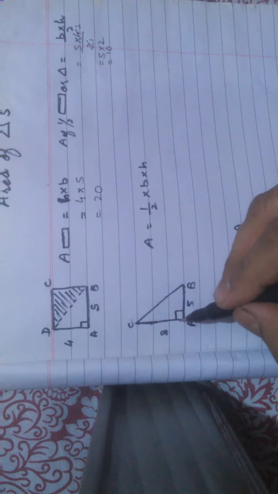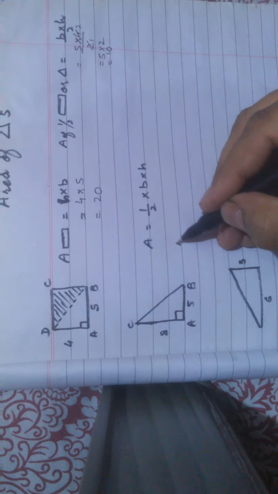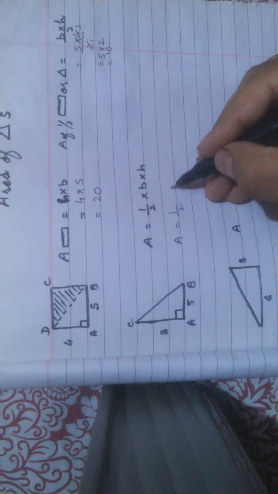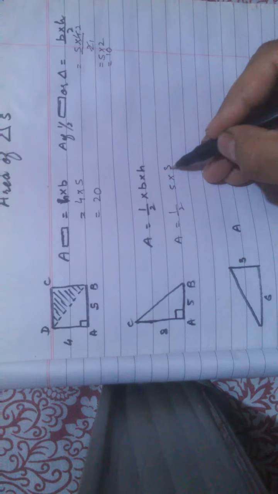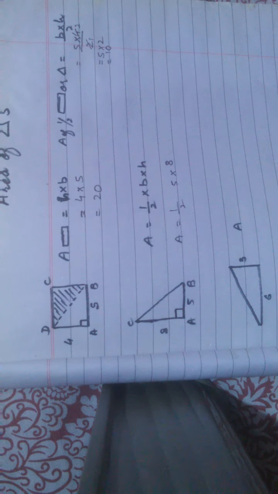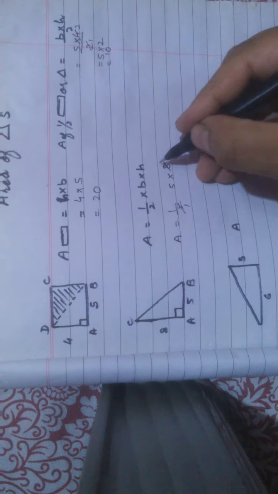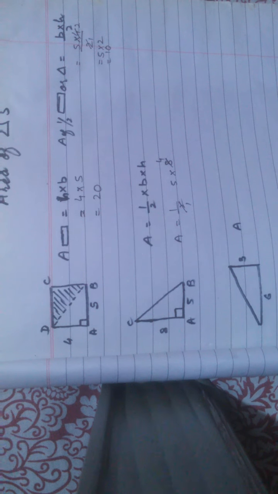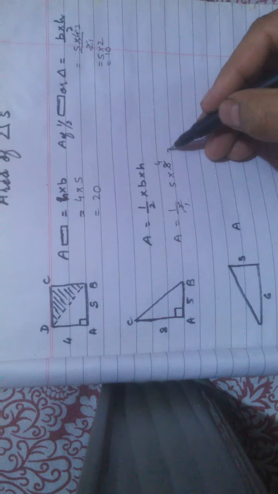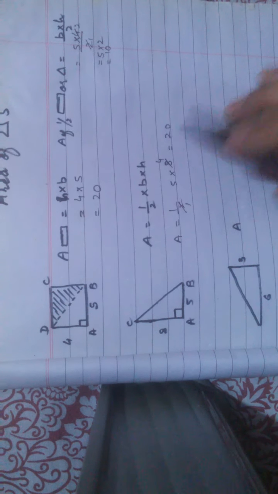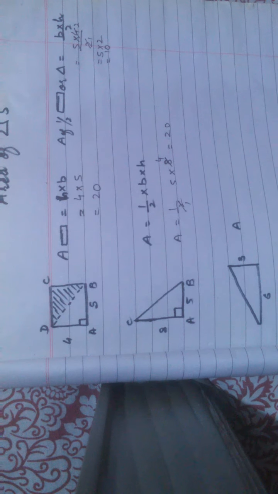So in order to find the area of this triangle, we can say that the area is half into base, which is 5 units, into height, which is 8 units. Again, if we are interested in finding this area, we can simplify these 2 numbers, 2 and 8. 2 ones are 2 and 2 fours are 8. Now 5 into 4 is 20. So the area of this triangle ABC will be 20 square units.